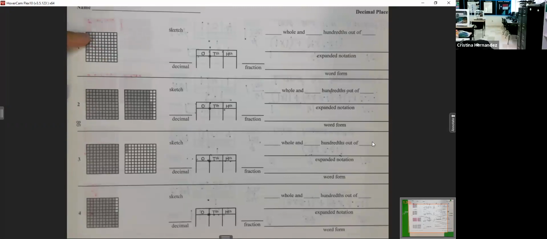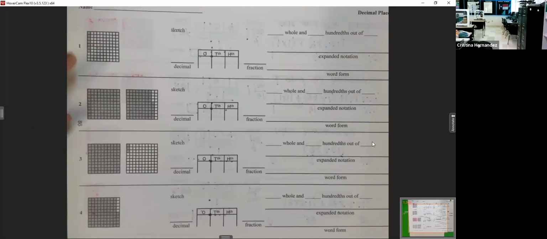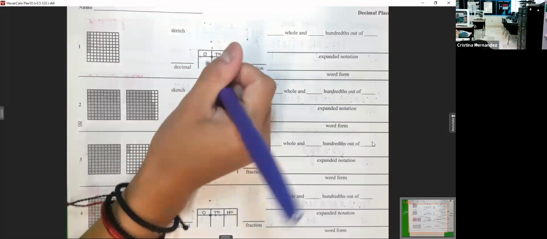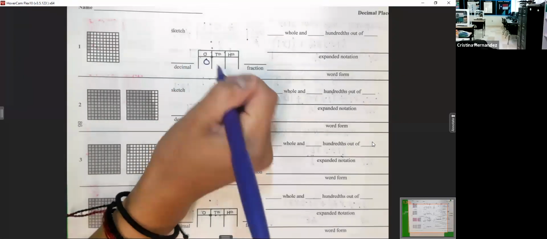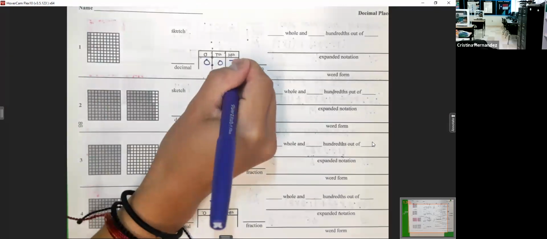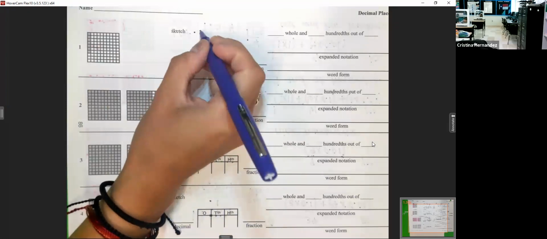So how many are shaded in here? Seven. Do you have any holes? No. Do we have any tens, pretzel sticks? No, we only have seven. So draw your seven up here.